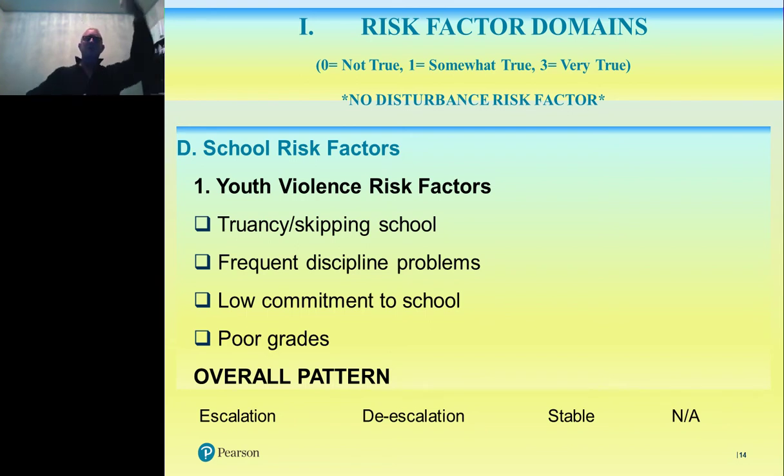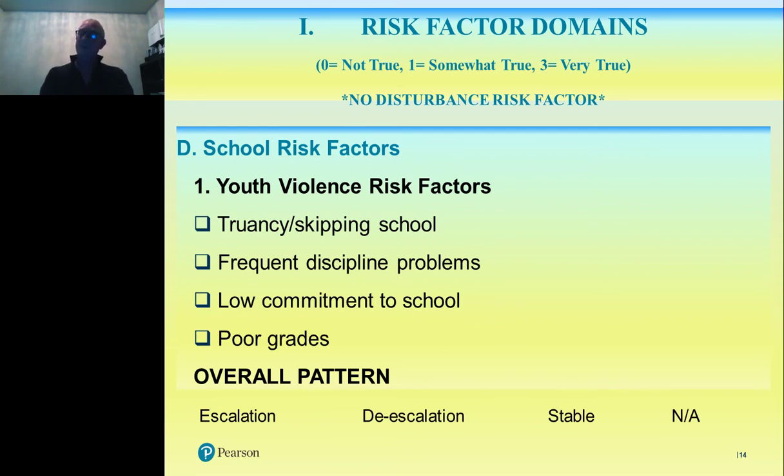Okay, so if you can begin to get a sense that these risk factors begin to stack upon each other, with the individual risk factors, they have poor peer relationships, family risk factors, high conflicts in the family, and they go to school and they have to spend most of their day in school experiencing these poor peer relationships, not really feeling connected to their teachers, it's not a place that they really want to spend a lot of time. And so, again, you would rate this 0, 1, or 2 as not true, somewhat true, or very true, and then rank your escalation level. Okay, is it escalating, de-escalating, is it stable, or does it not really apply?